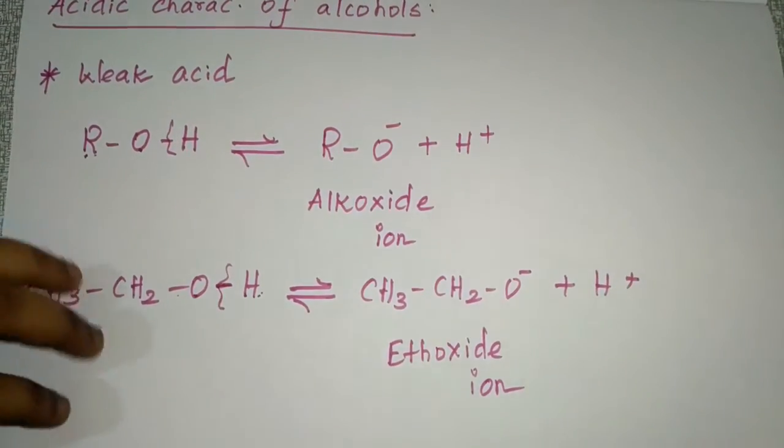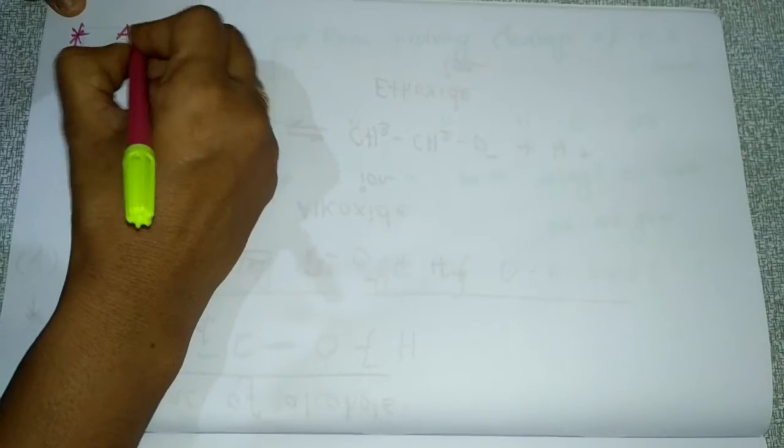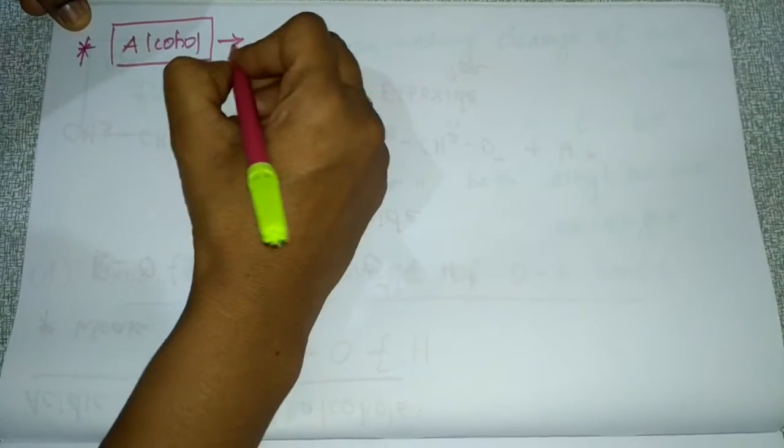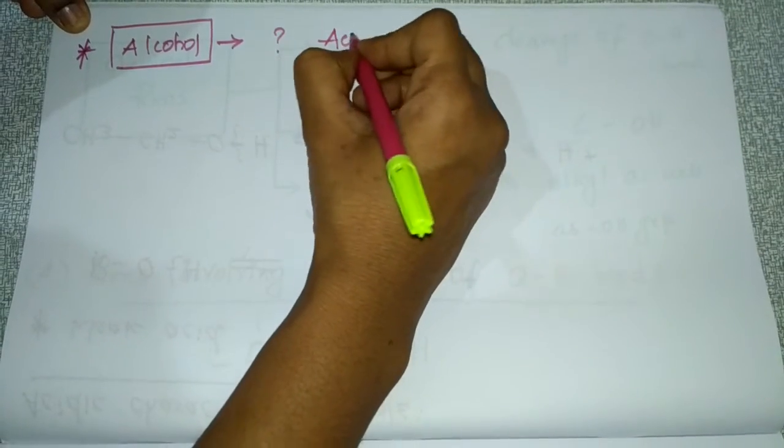And if you take the acidic nature of alcohol, how is this alcohol having acidic nature, how is it having acidic nature?